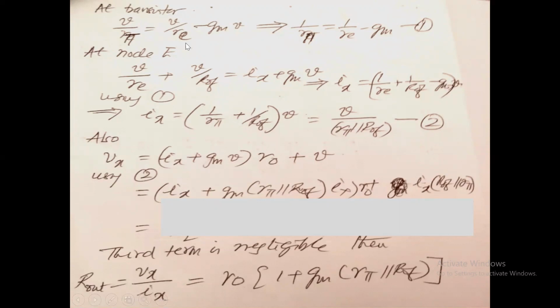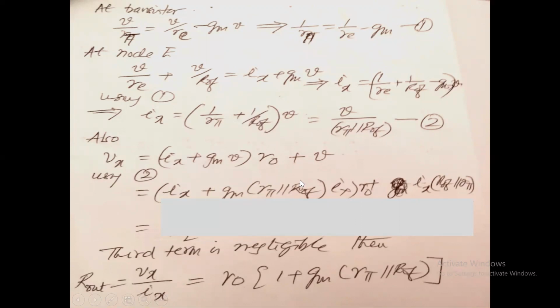If you write that over here and simplify it, you'll get IX is equal to 1 by RE plus 1 by ROF minus GM into V. 1 by RE minus GM here is 1 by R pi. So thus we'll get Ix is equal to 1 by R pi plus 1 by ROF into V. And this is nothing but the inverse of the parallel combination of R pi and ROF. So therefore, we can write V as Ix into R pi in parallel with ROF.